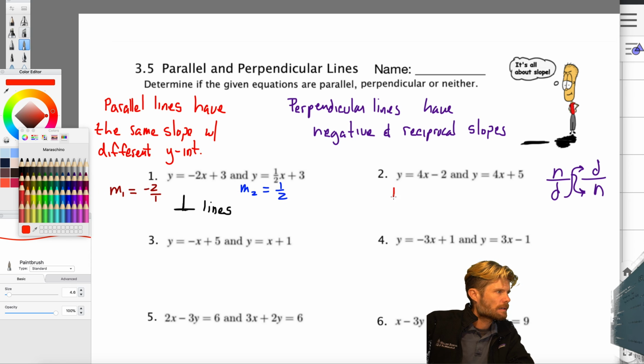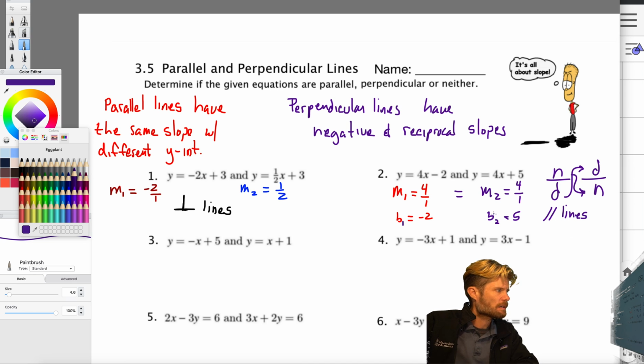Okay, number 2. Our first slope here is 4, or 4 over 1. And the next one is also 4 over 1. But we could see that our y-intercept for this one is negative 2, and our y-intercept for this one is 5. So the same slopes and different y-intercepts means that these are parallel lines. That's an example of parallel.